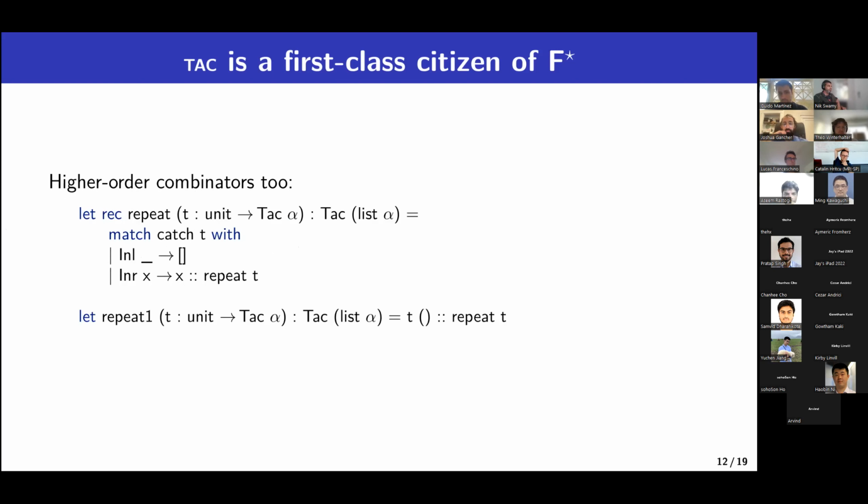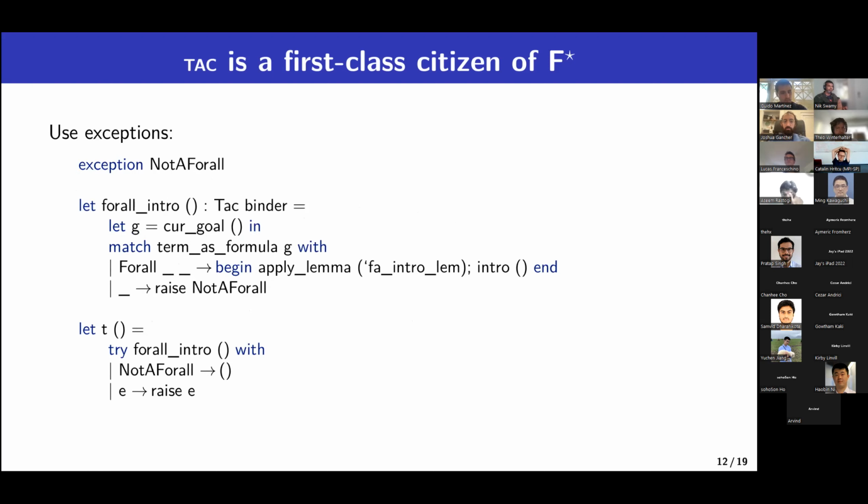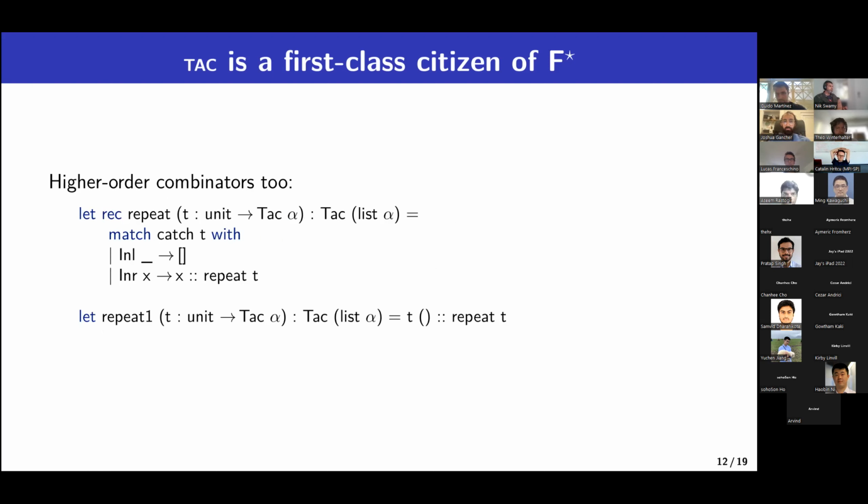You can also write combinators for your meta programs. For instance, this repeat takes a meta program that takes a unit argument and does something with it, and just runs the meta program again and again until it fails. So when catch T returns Inl, it means that it failed, and you get the empty list. Otherwise, you get a result, and then you keep repeating. So you run it as much as you can to get a result. For instance, you could do repeat intro and gather all of the binders in your goal into their context and get them all as a list. And this is really just standard F-star, right?